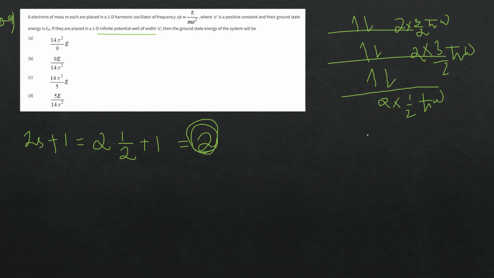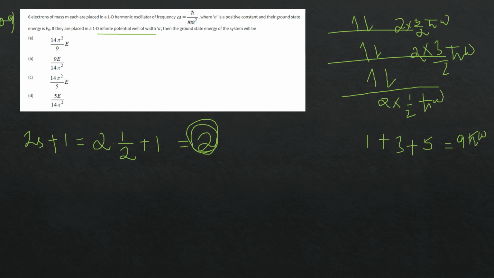So this one becomes 1 plus 3 plus 5, because this is 1, this is 3, this is 5. So 5 plus 3 is 8, plus 1 is 9. So this is your 9 h cut omega.